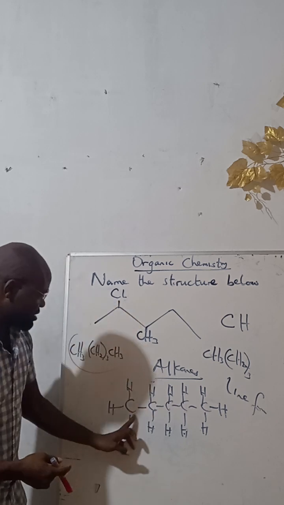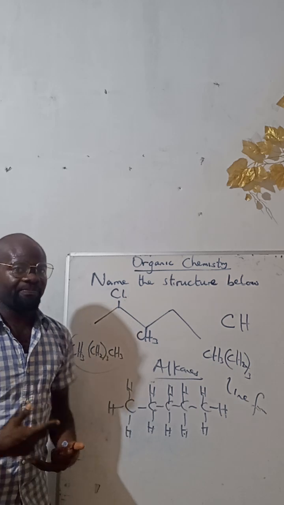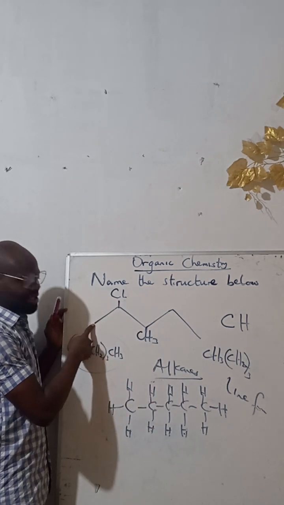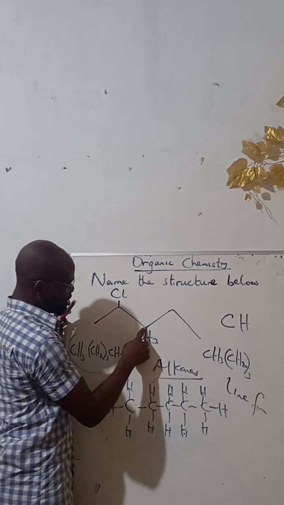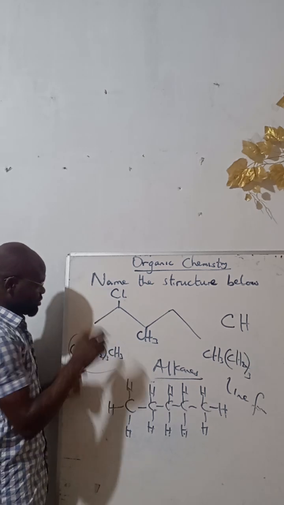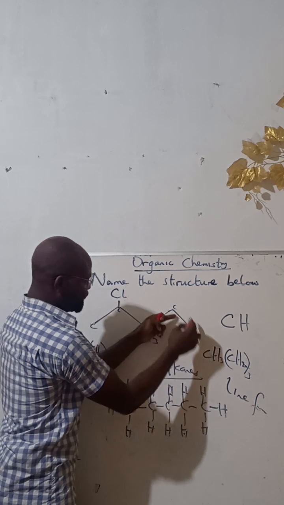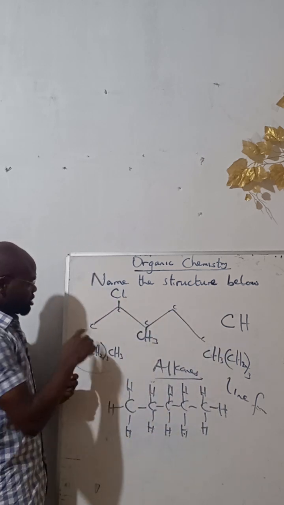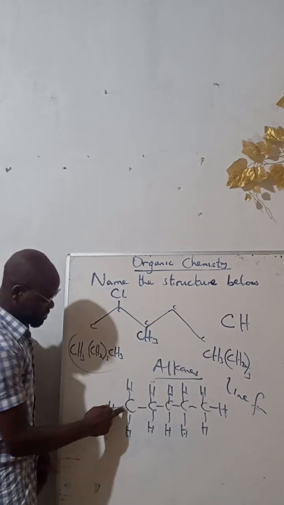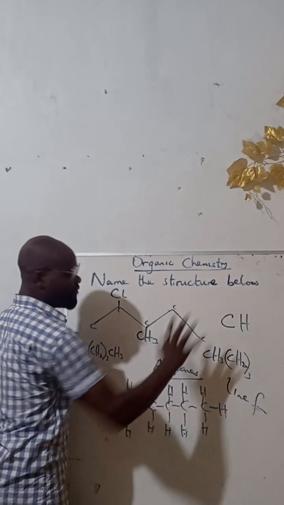Do you know that this and this are the same? The parent names are the same. Let me tell you why. This line form actually means there's a C at each edge. Look here, look here, look here, and look here. There's a C here. C1, C2, C3, C4, and C5. Look at the expanded form: C1, C2, C3, C4, C5. So this and this have the same parent name.